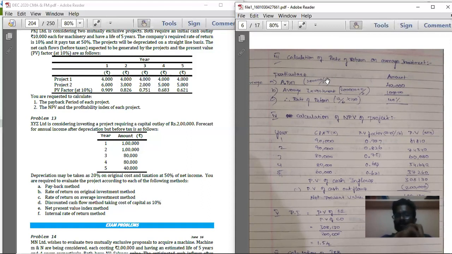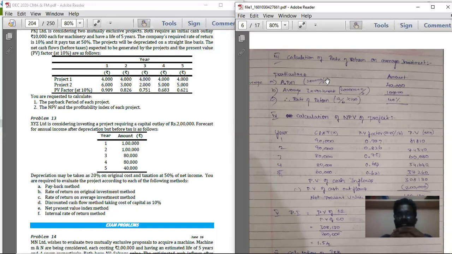So below that small c, therefore, rate of return within bracket A by B into 100. So amount column 40,000 divided by 1 lakh into 100, that is 40%. In respect of amount column record 40%. So that is the rate of return on average investment.